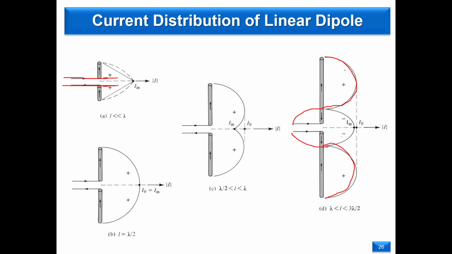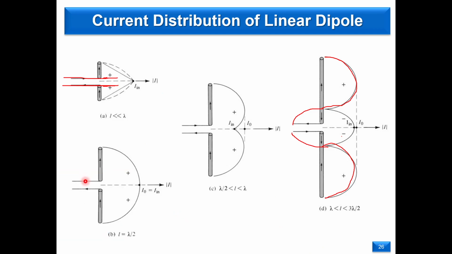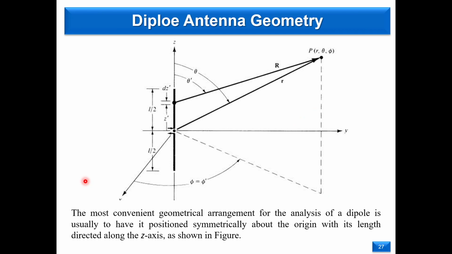So when the length is larger than lambda, we'll start to see a positive half of a sine function, then we start to see part of the negative half, and so on and so forth. So the current distribution is something crucial, because it is used for the calculation of the radiated field.